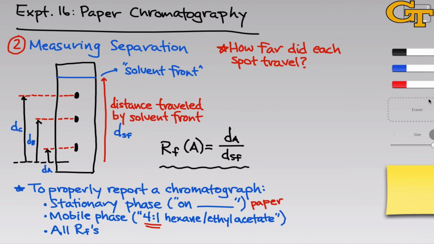Finally, we need all the RF values for all of the spots observed. These 3 pieces of information fully describe a chromatography experiment. The stationary phase and mobile phase communicate the setup and the important experimental variables, and the RFs communicate the important results, namely the distance traveled by each spot. A quote-unquote good separation is one that involves very large differences in RF values, as large as possible.